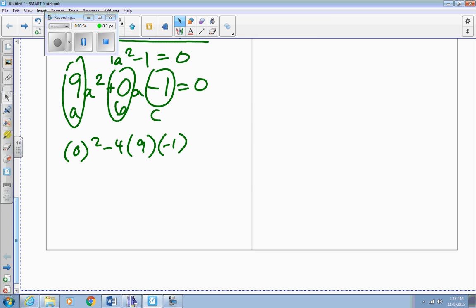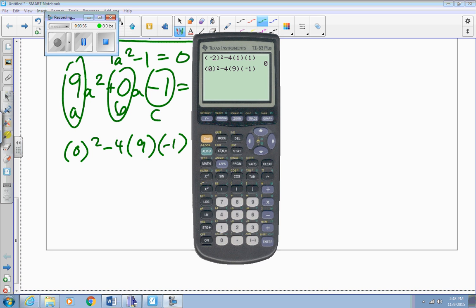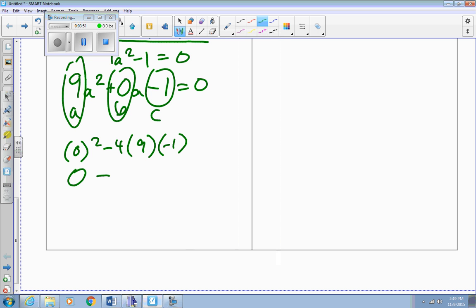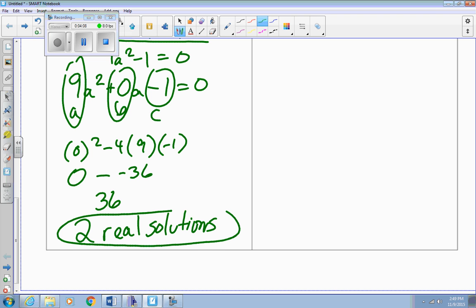Again, let's put this into the calculator. I do value that you do this in your head, but I always would check it in the calculator. So put it in the calculator, we get positive 36. If we did this in our head, we have 0 minus negative 36 on the right side, and that'd be plus, so that equals 36. Positive number, that means there are two real solutions for this quadratic. That is the answer we're looking for.